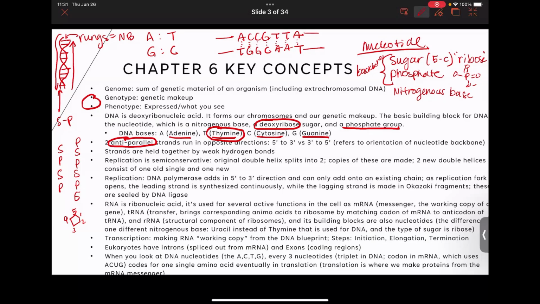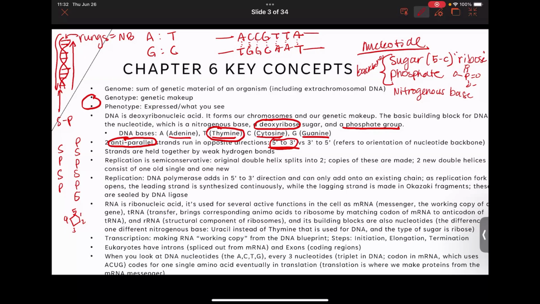And most of the processes that happen in the cell will happen in the 5' to 3' direction, which we do need to remember. That is something that you will get tested on, knowing that 5' to 3' is where normal cellular processes happen. There aren't going to be any circumstances in my course where anything will happen in the 3' to 5' direction. It's always going to be 5' to 3'.